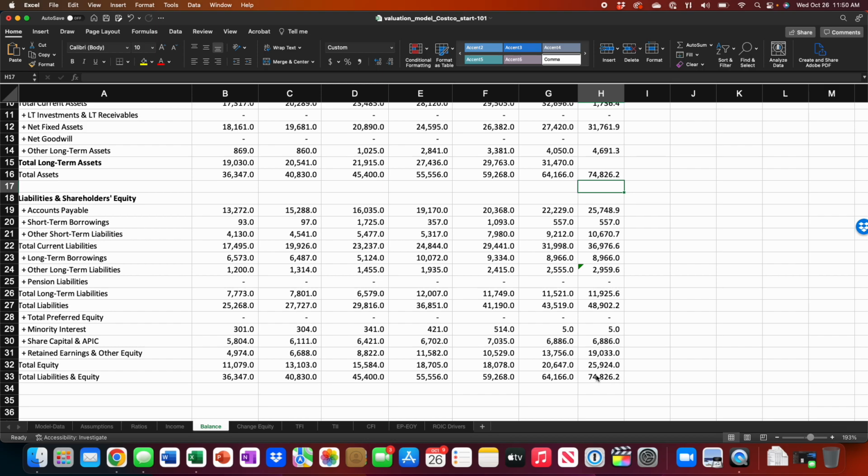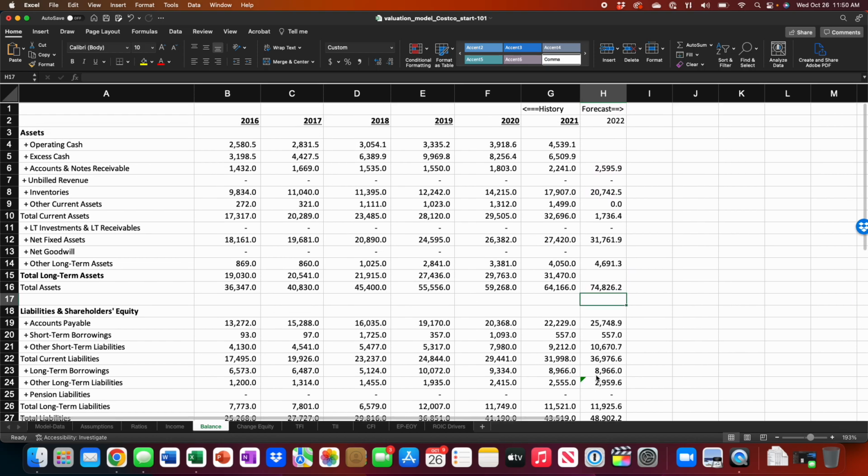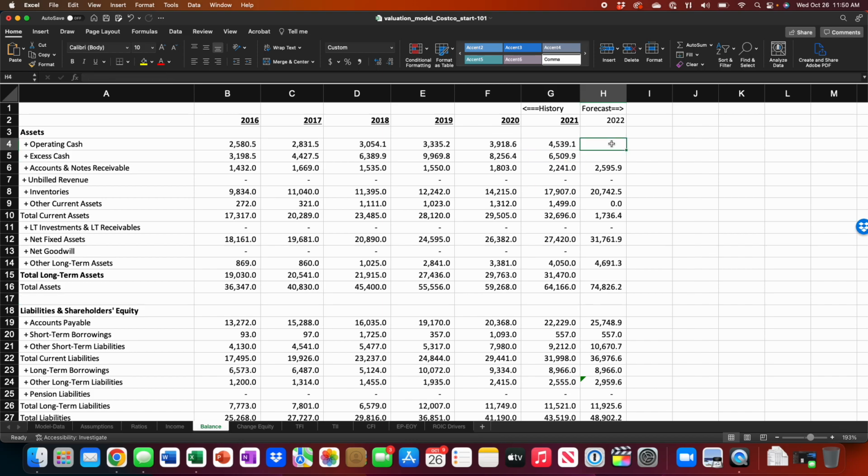Okay? Which means we need every other balance sheet item except excess cash to basically get to our total assets. So let's look and see if there's anything else we didn't forecast outside of excess cash. One of the things we didn't forecast was operating cash. So we need a forecast for operating cash.